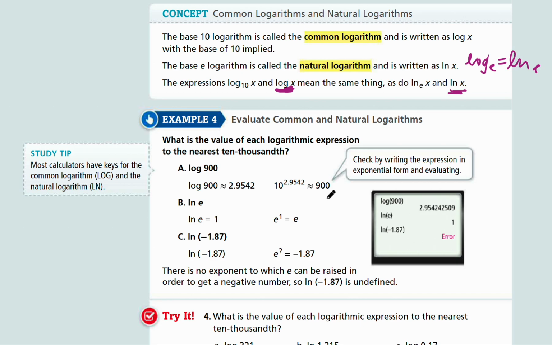ln e means you have log base e of e. So if you plug it into the calculator, that's just going to be 1, because what is that? What is ln e?